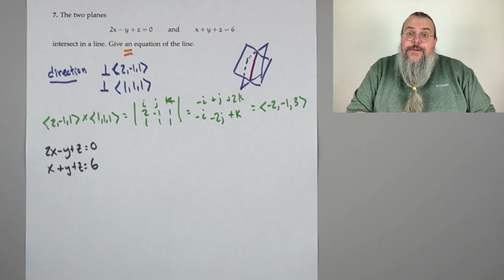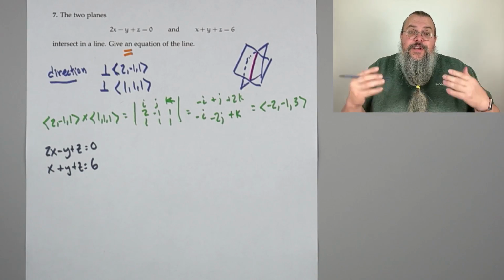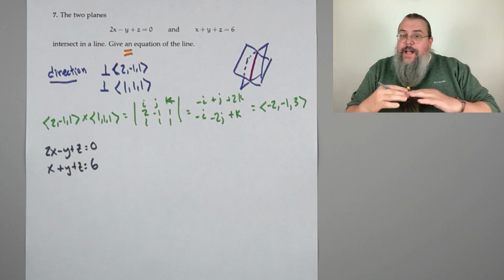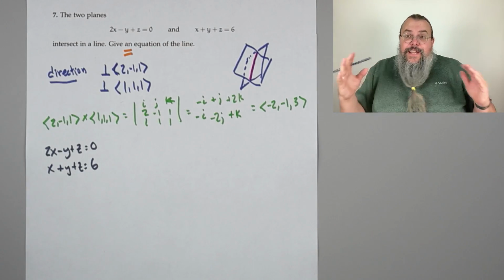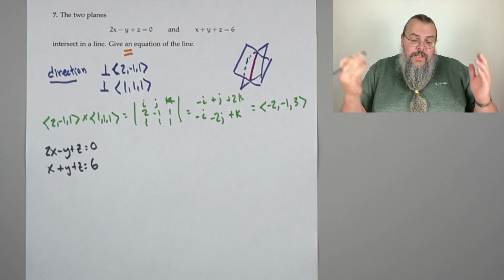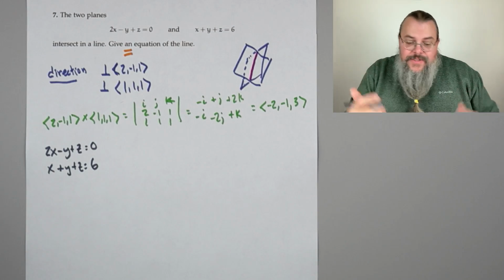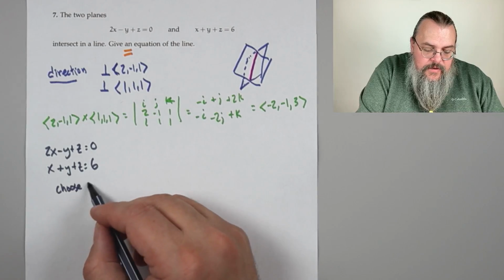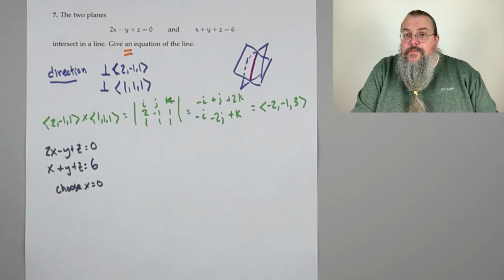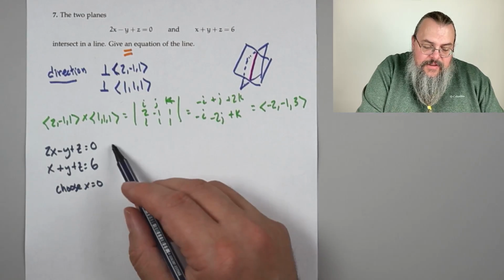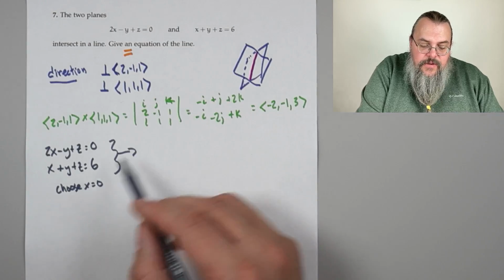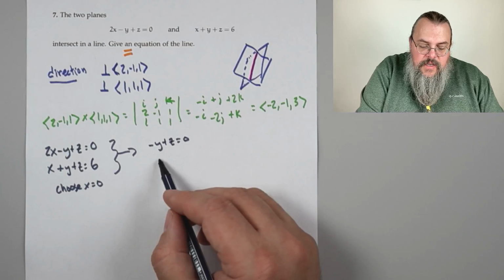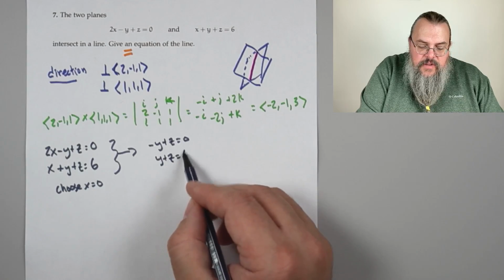So that feels like it's out of balance, and that's why there's a line. But now, here's the thing, you can make a choice. You can choose any one of the variables to be any value that you like. So, make a choice. All right, choose x equals 0. Why? Well, because I want to get rid of the x. If you choose x equals 0, then you'll get down to minus y plus z equals 0 and y plus z equals 6.